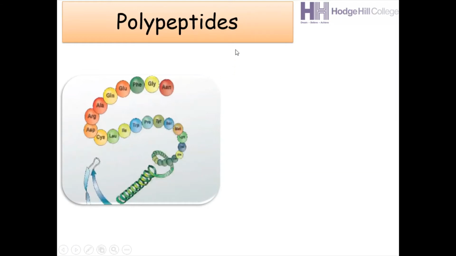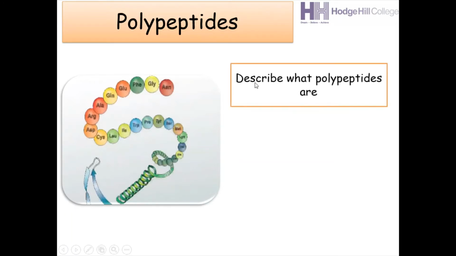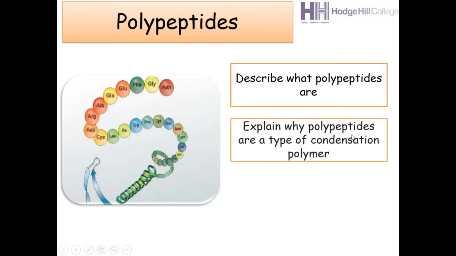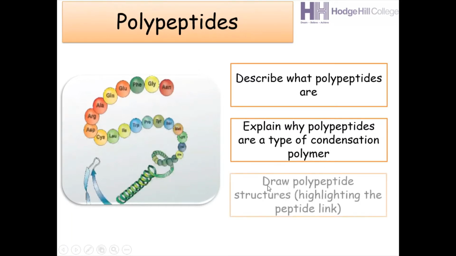Moving on from our condensation polymers lesson, we'll look at another type of condensation polymer called a polypeptide. In this session, we're going to describe what polypeptides are. We're going to explain why polypeptides are a type of condensation polymer. And we're going to be able to draw polypeptide structures and identify the peptide link.